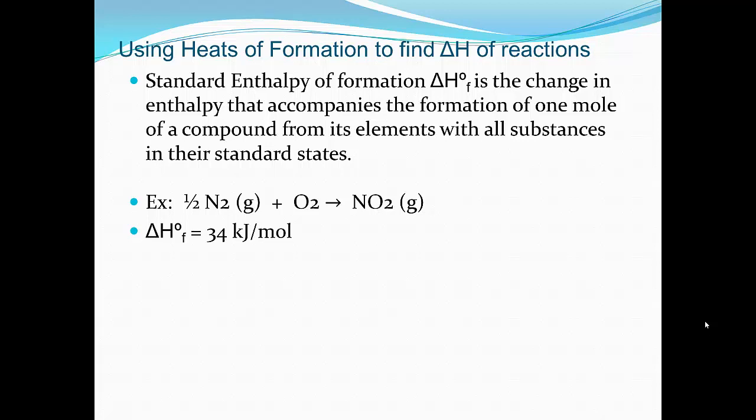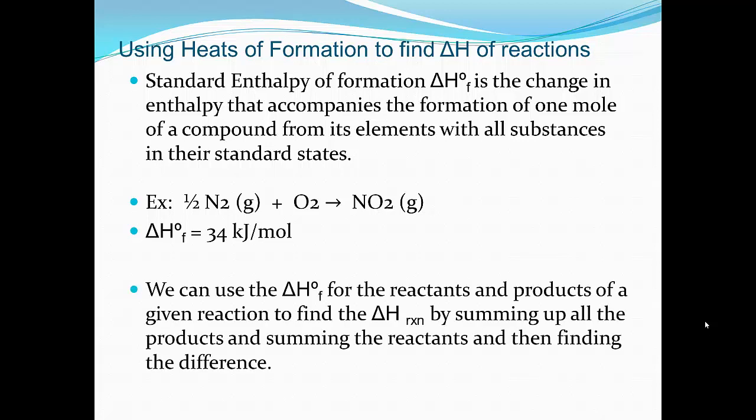so we use those as constants for these types of calculations. We can use the delta H of formations for the reactants and products of a given reaction to find the delta H of the reaction by summing up all the products and summing up all the reactants and then finding the difference. So essentially we're doing delta H equals products minus reactants, just using this information from a given source.